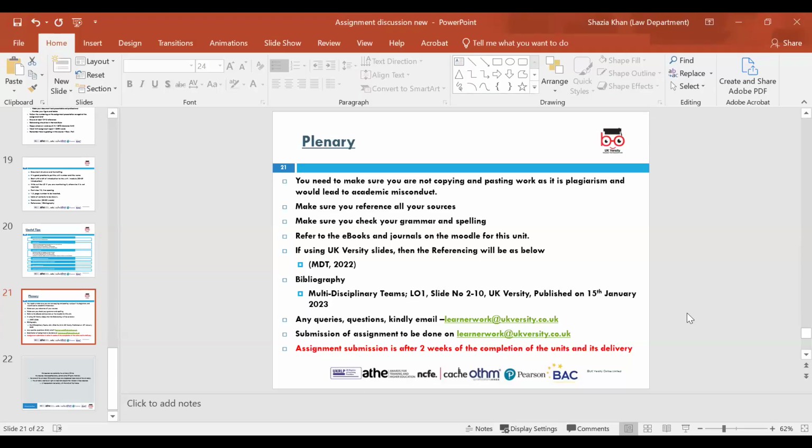Just make sure if you have any questions or queries, you email learnerwork@ukvarsity.co.uk, okay? And submission of your assignment must be done to learnerwork@ukvarsity.co.uk, and you have 2 weeks after the completion of the unit, which is now completed. If you need extra time, you can email learnerwork and ask for extra time. If you want to ask any questions or you're struggling with anything, email learnerwork. Okay, has anyone got any questions before we finish off this session today?